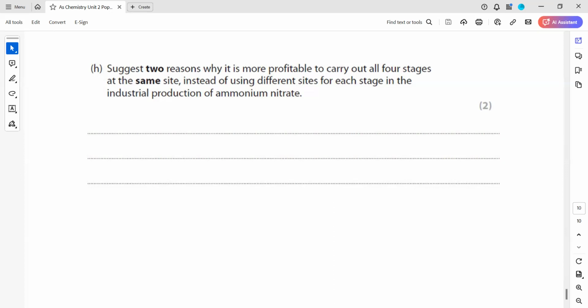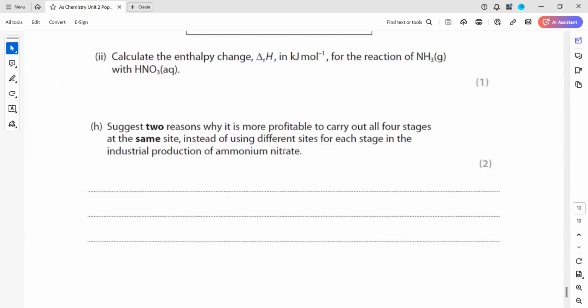That is one thing. And the second thing: if energy is released in one process, we can utilize that energy for the second process. If we are producing them at different sites, the energy which we use for the first one cannot be used for the second one, as it will be lost to the surroundings. And operational cost will also be minimized if we use them at one site.